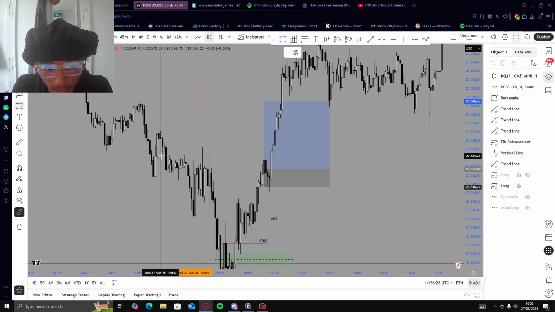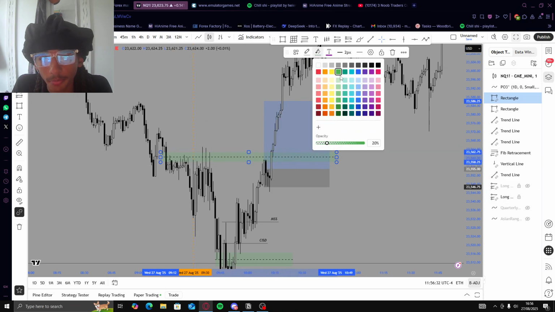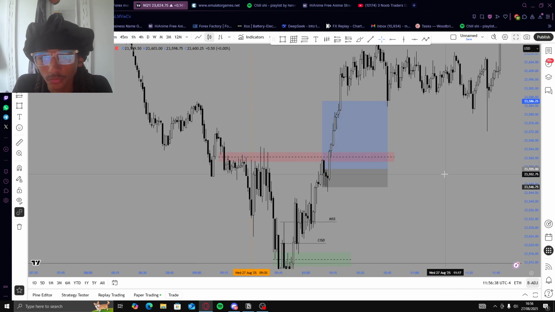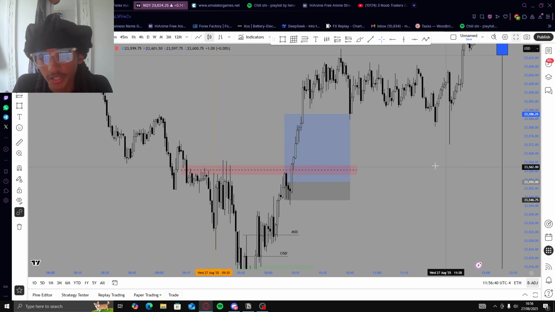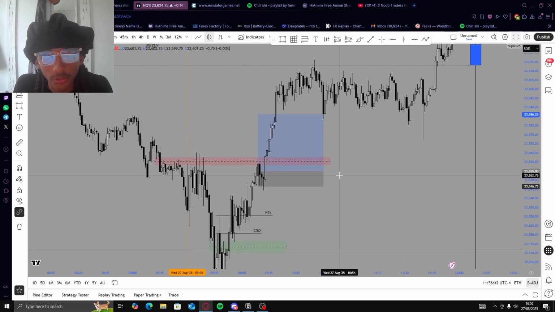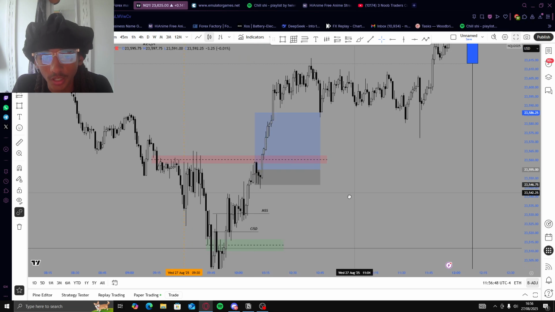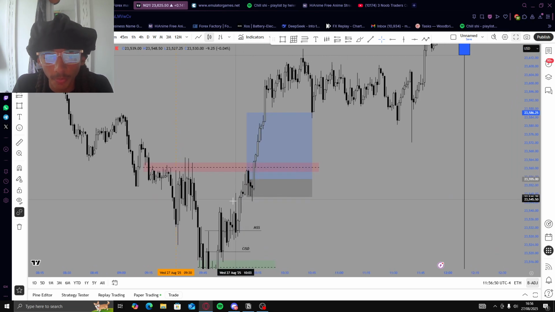If you look over here, we have this BISI that has been respected nicely previously. As you can see, these three wicks right here, they've respected the BISI nicely. So I should have seen that, because I just entered on a continuation. And then this was a little SMT here. So I just entered there with my stop there.